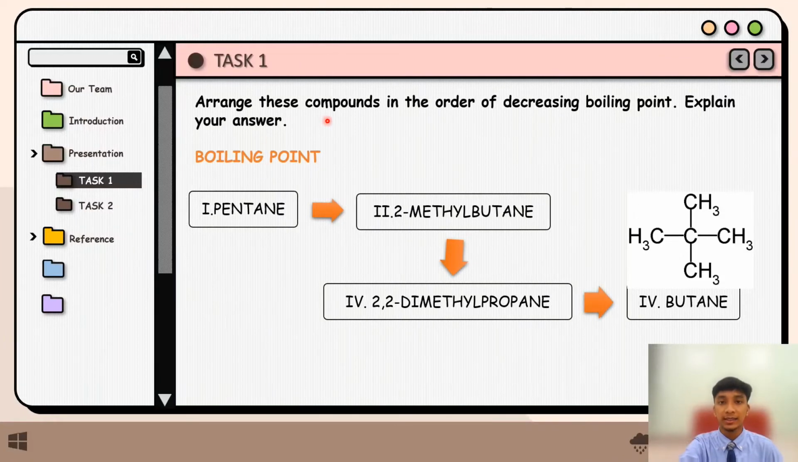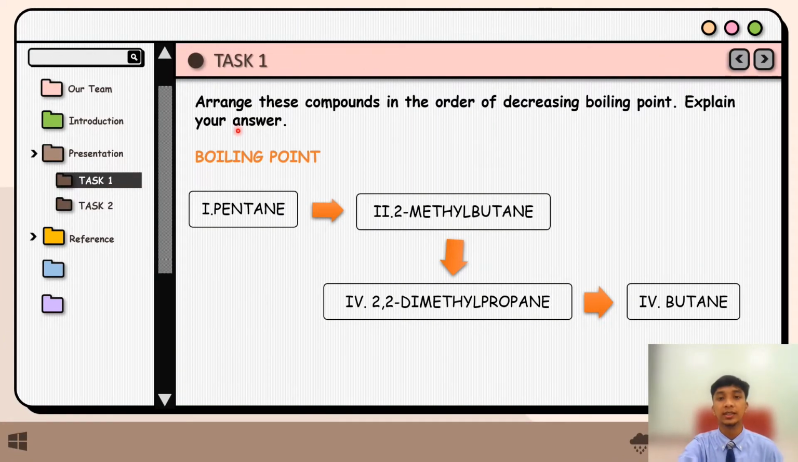Task 1 is to arrange these compounds in the order of decreasing boiling point. Explain your answer. First, this is our answer: pentane, 2-methylbutane, 2,2-dimethylpropane, and lastly butane. So we want to do some explanation in the next slide.